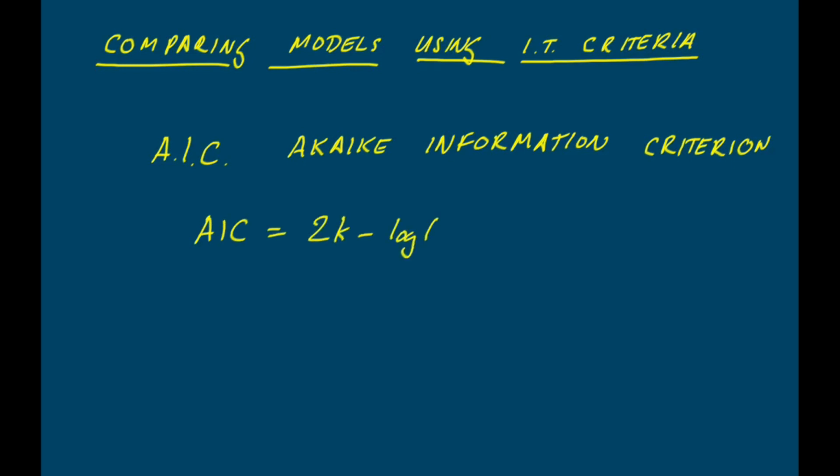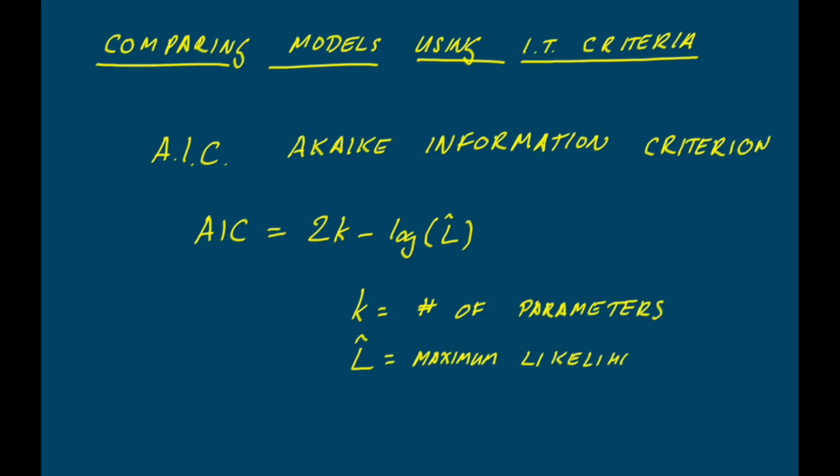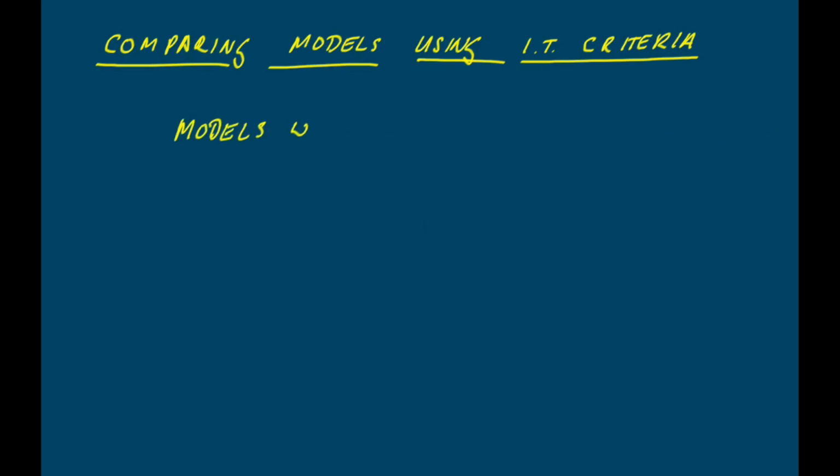AIC is calculated as this, where K is the number of parameters in the model, so the number of explanatory variables, and L with a little hat is something called the maximum likelihood for the model. So AIC is 2 times the number of parameters minus the model maximum likelihood. And when we're dealing with AIC to compare models, then models with a lower AIC value are preferred. And if you think back to how it's calculated, you see that the more parameters we have in our model, the higher the value of AIC is going to be.